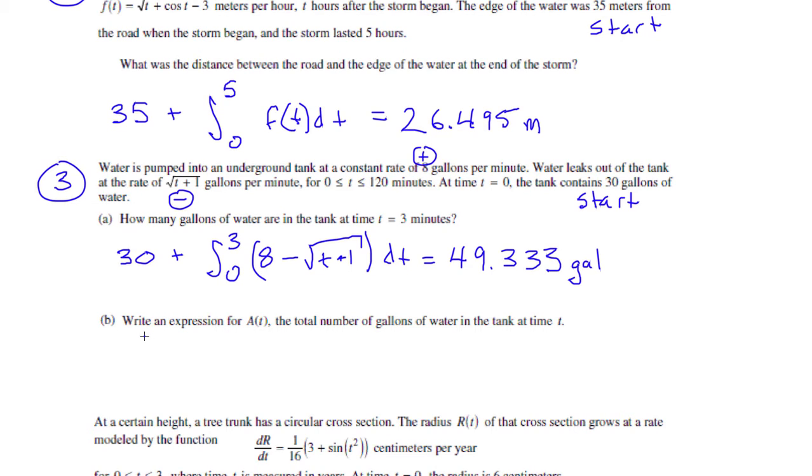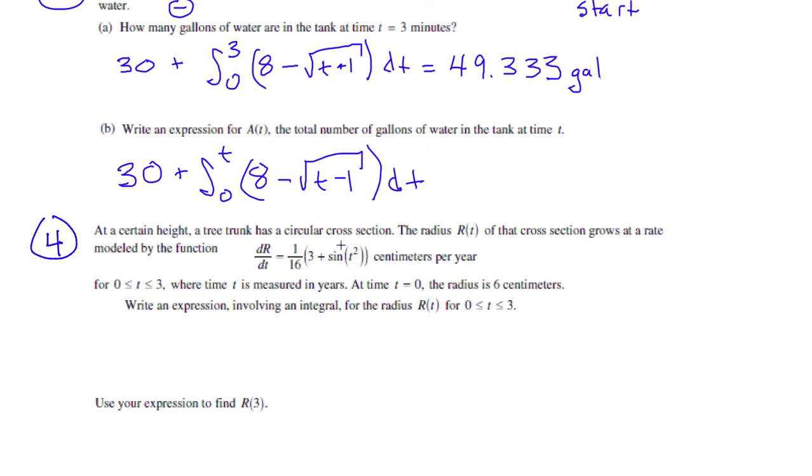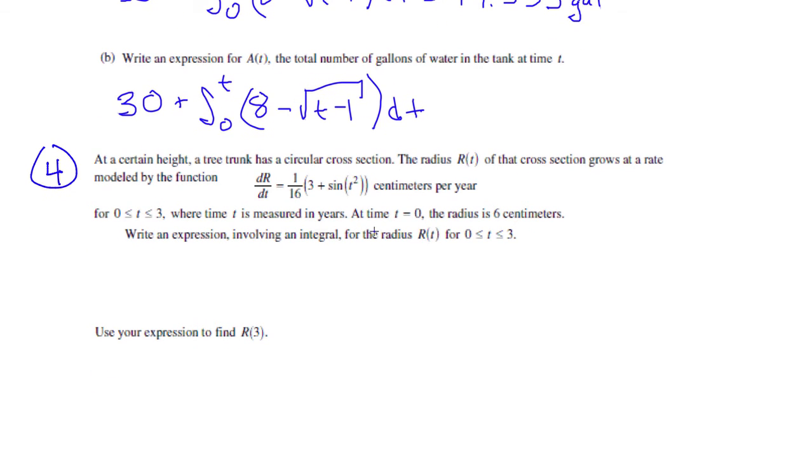That's interesting. Maybe I'm being overly cautious. This is taken from an AP exam. I can tell by the type of question. I've seen this before on an AP exam, so I guess it doesn't matter. Okay. From 0 to t of 8 minus the square root of t minus 1, all of that in parentheses, dt. Done. Number 4. At a certain height, a tree trunk has a circular cross-section.